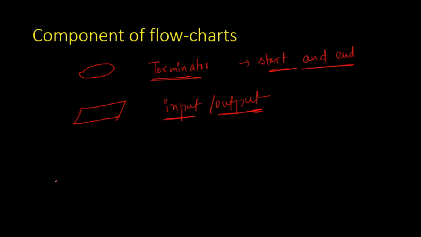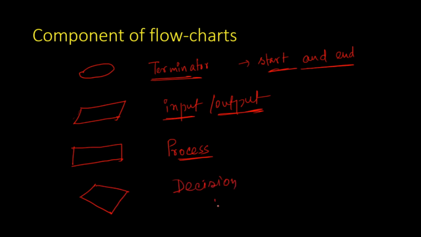Now coming to the next, which is a rectangle box. In this rectangle box we generally write the process, which process I should follow to reach the solution of the problem. So this rectangle box will be used for process, and after that there is another box which is a rhombus. This is called the decision box.